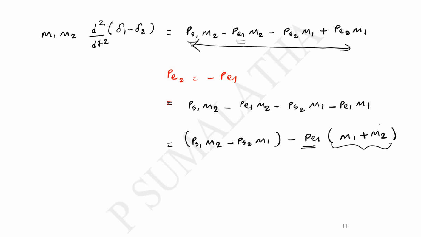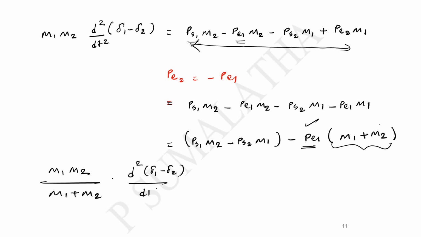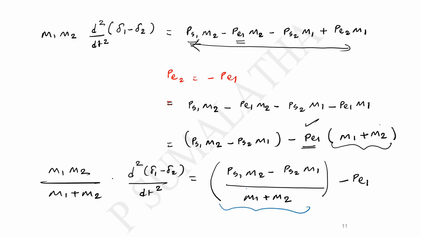We don't want to carry any mechanical terms with respect to the electrical power, so let us move this term to the left hand side. Then it becomes M1 M2 divided by M1 plus M2 into d square del 1 minus del 2 by dt square is equal to PS1 M2 minus PS2 M1 divided by M1 plus M2, minus the electrical power. This complete term is called the mechanical or shaft power equivalent, and this is the electrical power equivalent. This is the equation we got for M equivalent for incoherent operation of the synchronous generators.